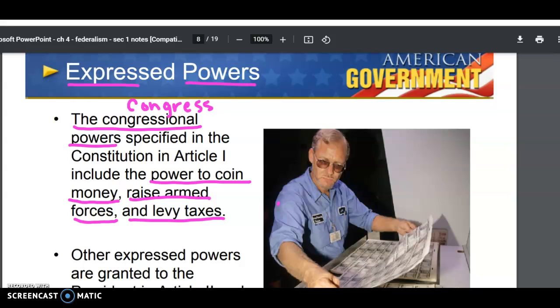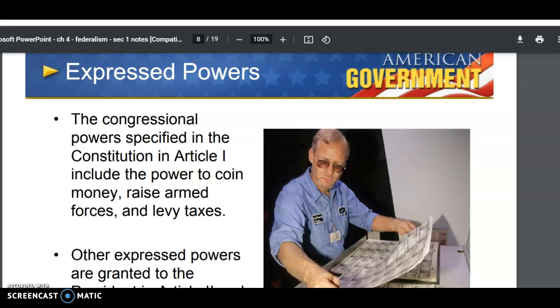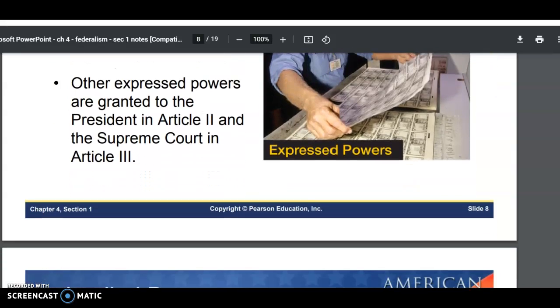Those powers are specifically expressed in the Constitution. There are other expressed powers for the President and the Supreme Court. So we'll just say that the President and Supreme Court have expressed powers. So expressed powers means that it's stated in the Constitution. That is the definition of expressed powers.